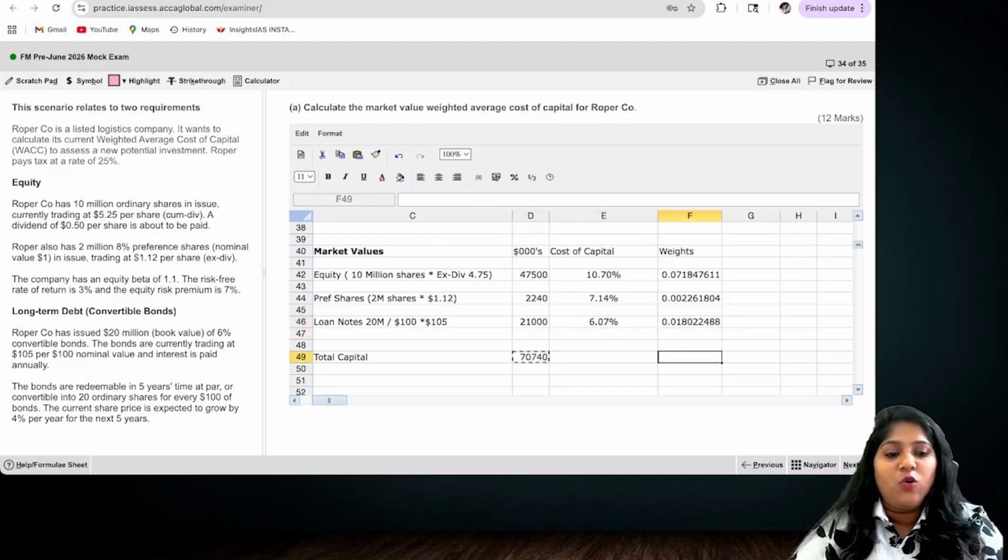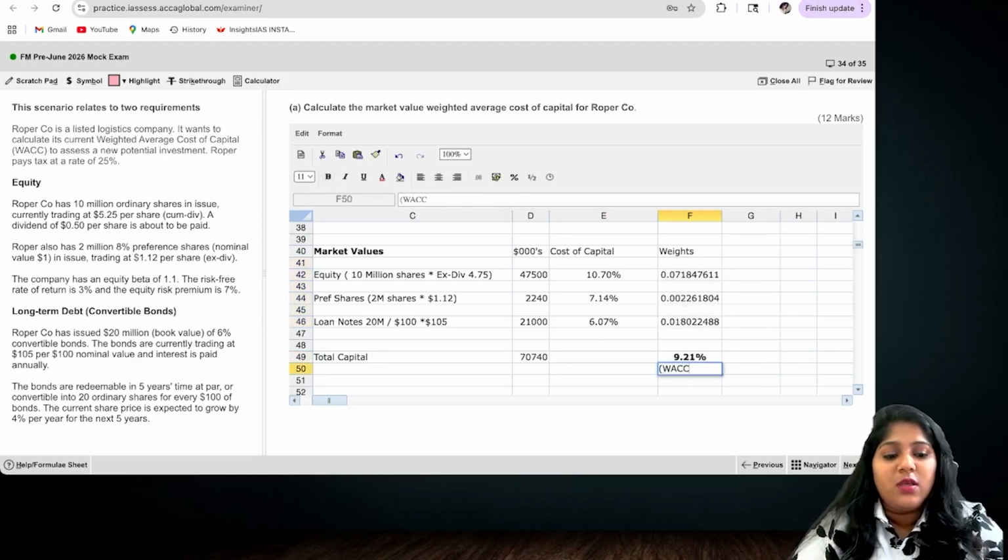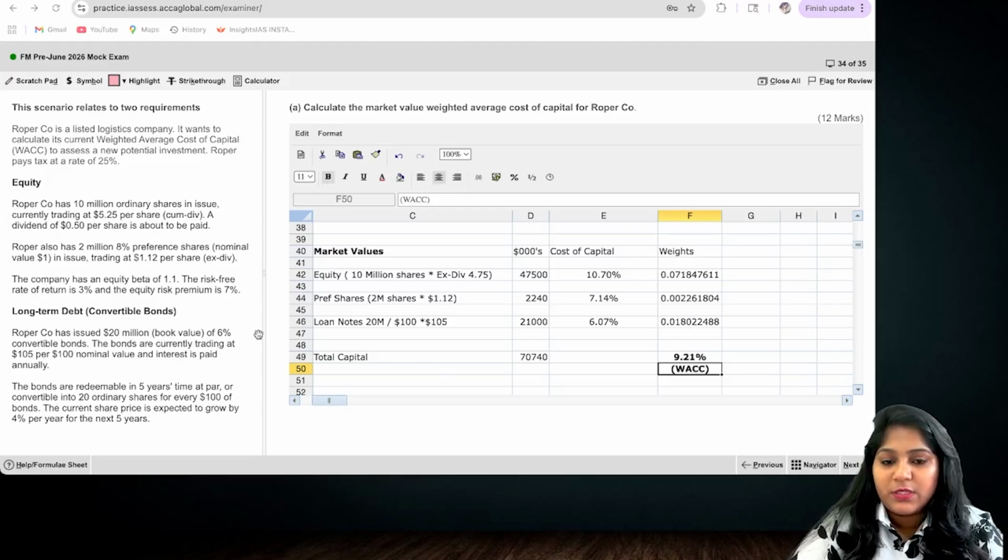So what is the overall cost that we can expect to have? It is nothing but the sum of all of this, which should give me the weighted average cost of capital. Convert that into percentage. Your WACC has to be 9.2 percentage. That should be the answer for this one. And if you do this, you'll get a good 12 marks, guys. I hope we are clear on this. 9.21 percentage. So this is how the whole question is considered.